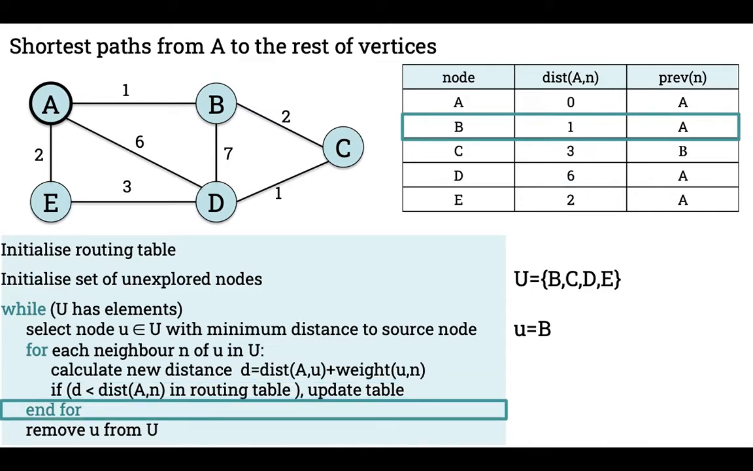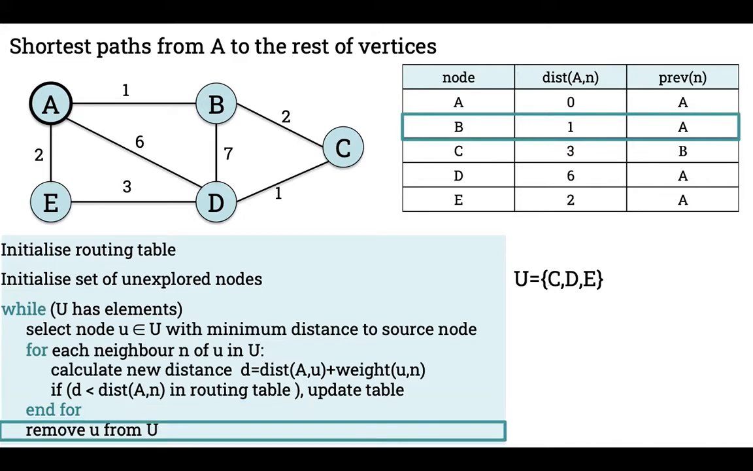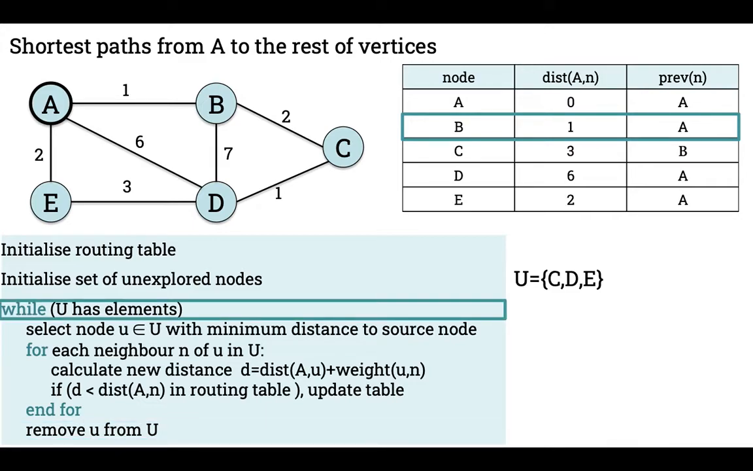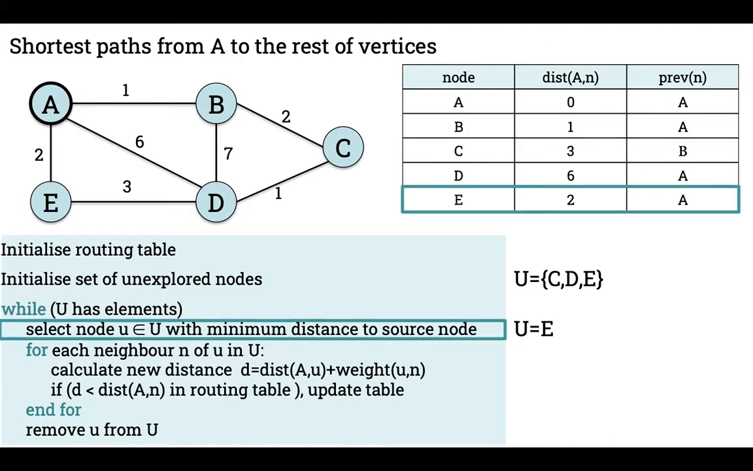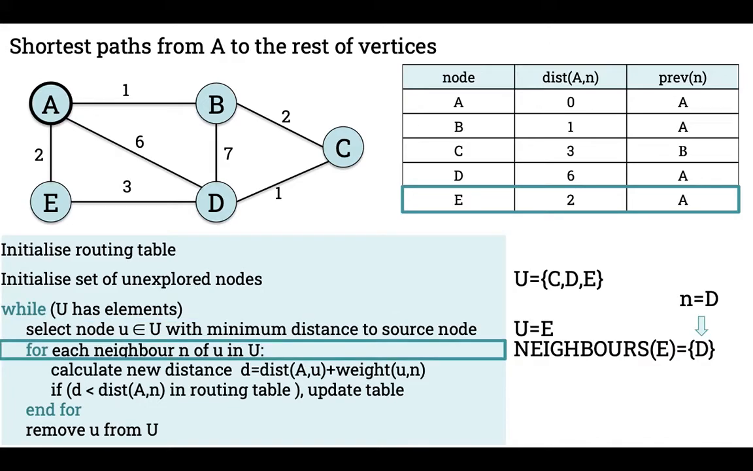Since there are no more neighbor nodes to process, we end the for loop and remove node B from the list of unexplored nodes. We go back to check the condition of the while loop, which is true. Thus, we execute the instructions inside the while loop. We select the next node in U with minimum distance to the source node, that is node E. And we identify the still unexplored neighbors of E. In this case, it's only one node, node D.